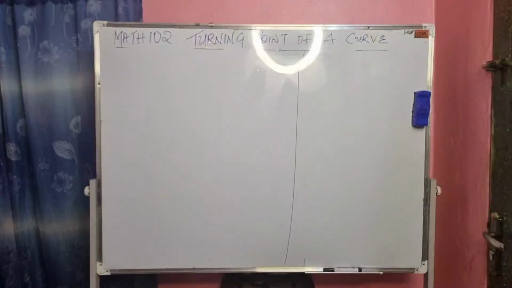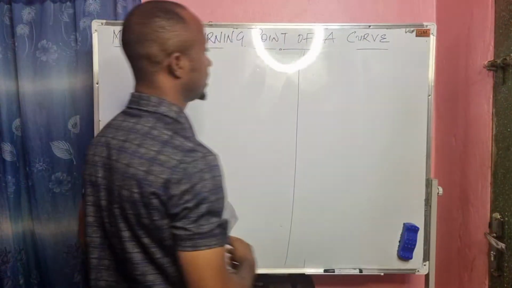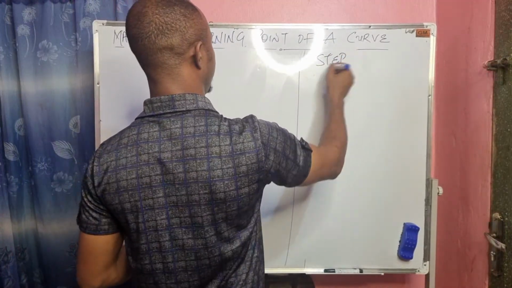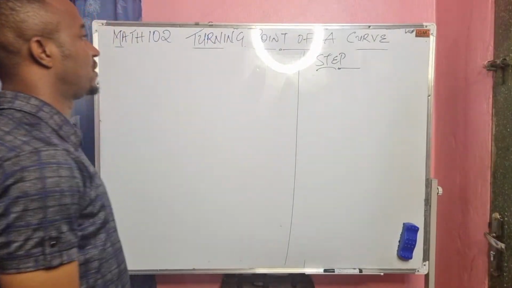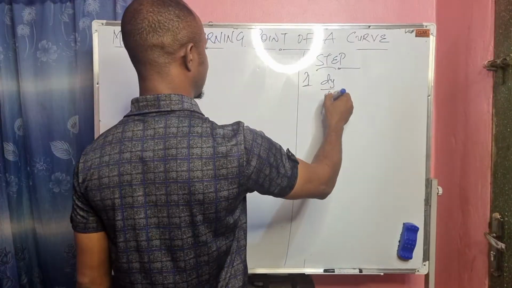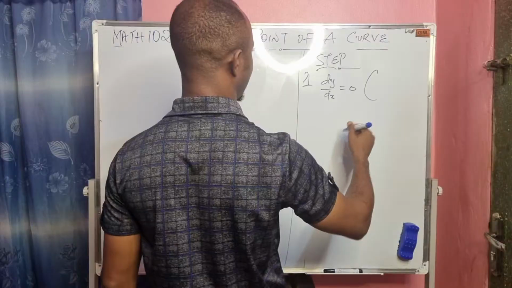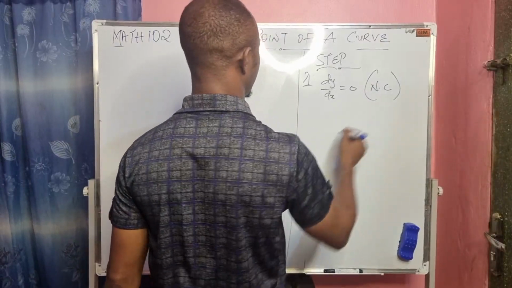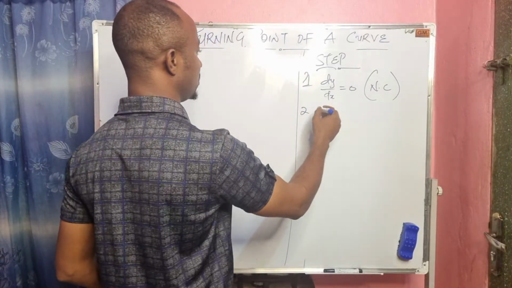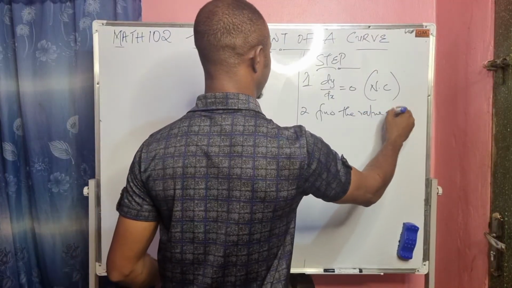All right, so let's proceed. Don't forget the steps we mentioned yesterday. Sorry for the little break. We mentioned some steps for finding the turning point of a curve. The first, we said we have to set dy/dx to be equal to 0. We call this the necessary condition, right? Number 2 is that when we set this equal to 0, we have to find the value of x.